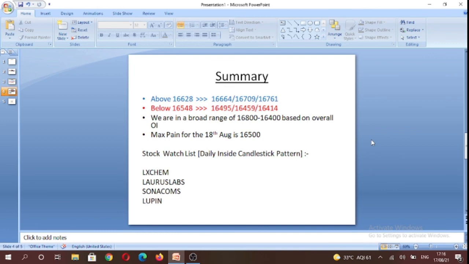And our stock watch list comprises inside candlestick patterns on the daily time frame. Stocks we have already discussed are LX Chem, Laurus Labs, Sonacom, Lupin. And I would also like to remind you that I would be sharing a long short bias stock watch list around 9:45 p.m. So do stay tuned for that.